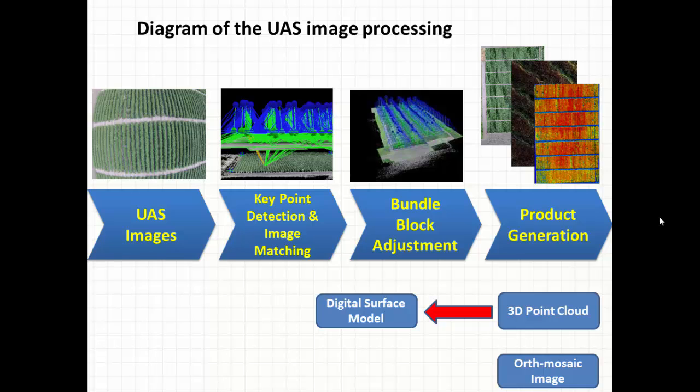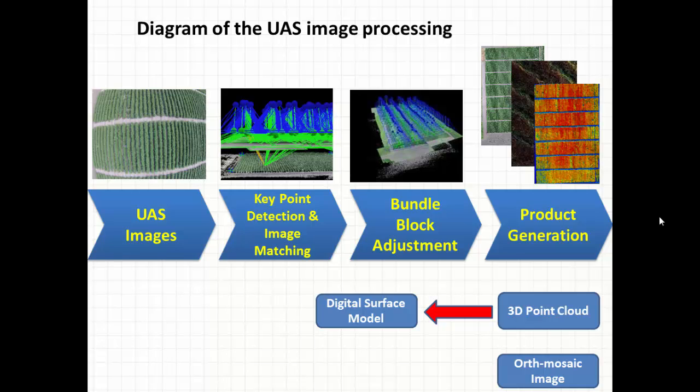This is a diagram of the UAS image processing, and I believe Dr. Michael Stark has very well introduced the whole procedure and the background of the image processing. In a nutshell, we loaded all the UAS images into state-of-the-art photogrammetric software to generate 2 kinds of products: 3D point cloud and orthomosaic images.